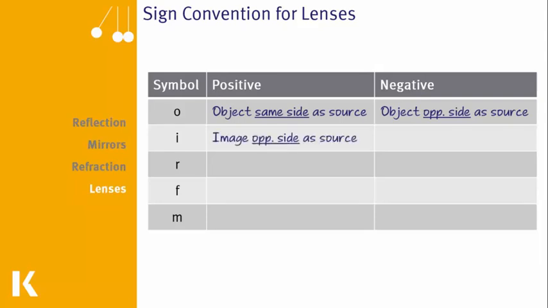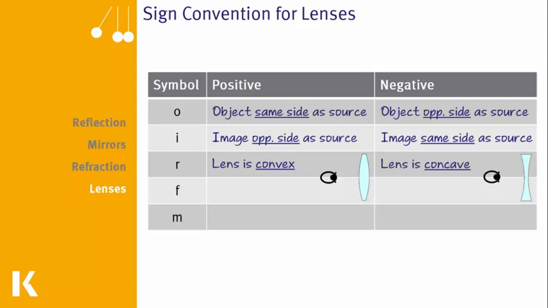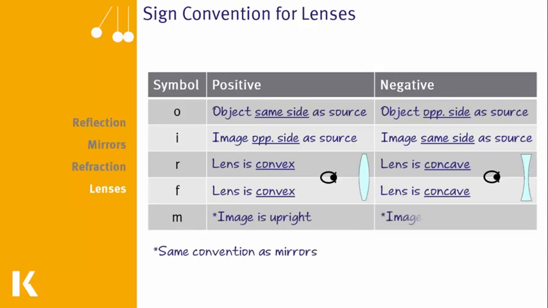A positive image is when the image is on the opposite side from the light source. So a real image for a lens would be on the opposite side. A negative image is when the image is on the same side as the light source. You'll have a positive R value when the lens is convex and a negative R when the lens is concave. You'll have the same situation with focal length. And luckily, magnification sign conventions are the same as with mirrors. A positive magnification is an upright image, while a negative magnification is an inverted image.